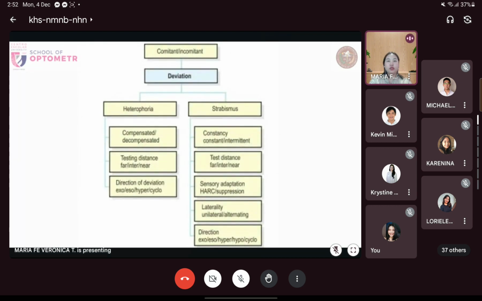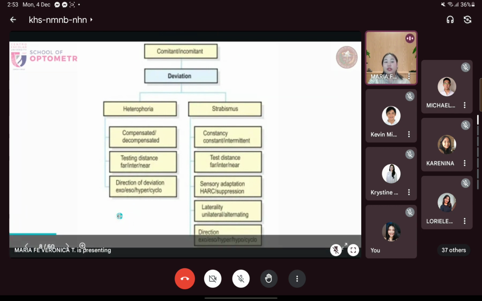Okay, so I'm not sure if nakikita niyo siya ng clear. Pero when it comes to deviation, it's usually categorized into two. Either heterophoria yan or strabismus yan. For heterophoria, it can be classified either compensated or decompensated yan, or can be classified based on its testing distance, if it's far target, intermediate, or near manifested yung deviation. It can also be classified based on the direction, if it's exo, iso, hyper, and cyclo.